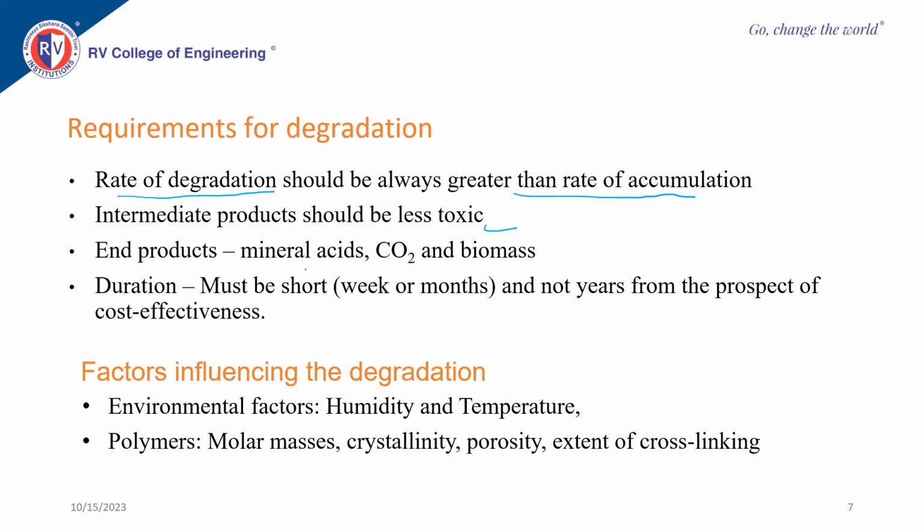End products should always be commercially useful, either mineral acids or biomass. Regarding duration, the degradation must be very short. Short in biodegradation is not the nanosecond or millisecond scale. Normally, we consider weeks or months for an effective biodegradation, not years. You should not take 1 year to degrade 1 gram of polymer. It should be around a week.